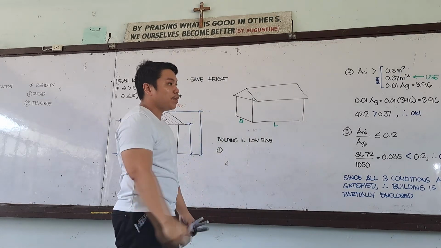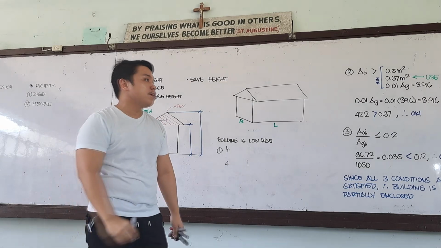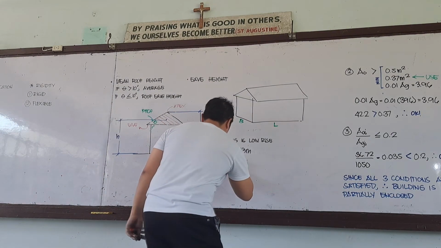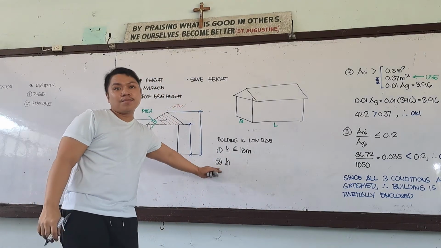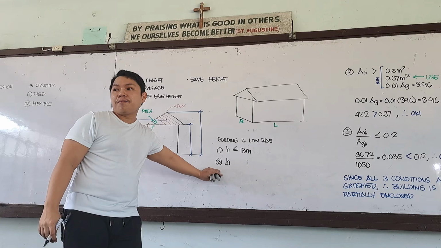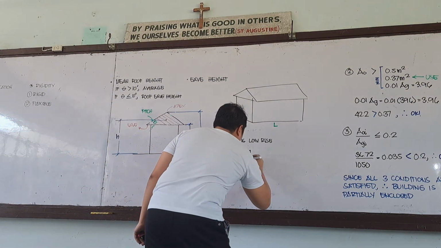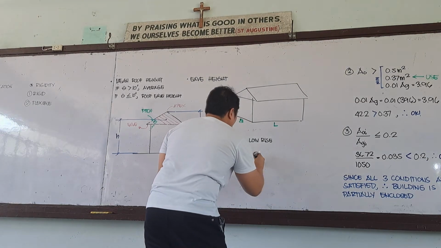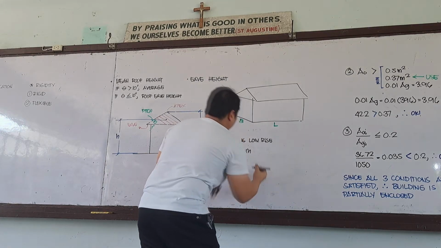First, the mean roof height is less than or equal to 18 meters. Second, the mean roof height does not exceed, so if it's equal, is it exceeding or not? No. Less than or equal to the least horizontal dimension, or B.